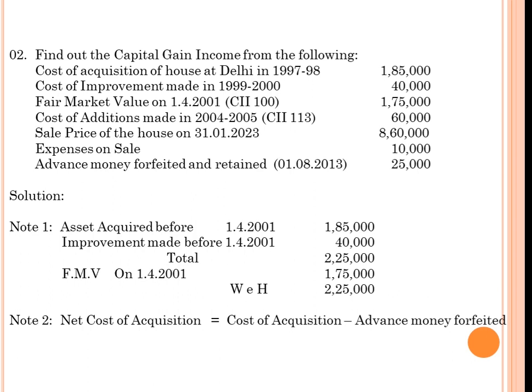The net cost of acquisition is nothing but cost of acquisition minus advance money forfeited. So already I told you, any advance money received on or before 1/4/2014, here he received on 1/8/2013, so you directly deduct it out of the cost of acquisition. So the cost of acquisition as per working note number 1, 2,25,000, minus advance money forfeited 25,000, and the balance 2 lakh rupees we call the net cost of acquisition. Okay, so now we are going to work out the problem.